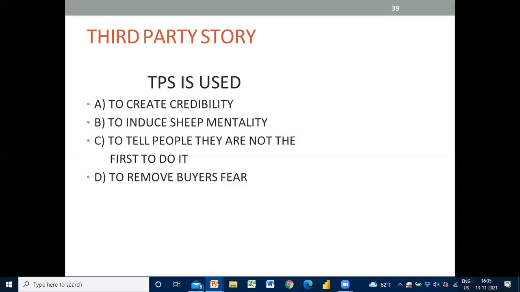So what has been scientifically shortlisted is that the third party story has 4 parts. One is to create credibility. Second is to induce sheep mentality. Sheep mentality, in Hindi we say bhed ki chal. When the sheep go, they go in a herd, in a group. It always goes in a group. Wherever one goes, everything else goes.